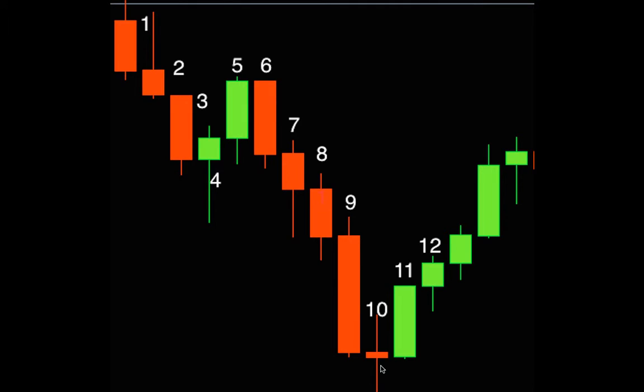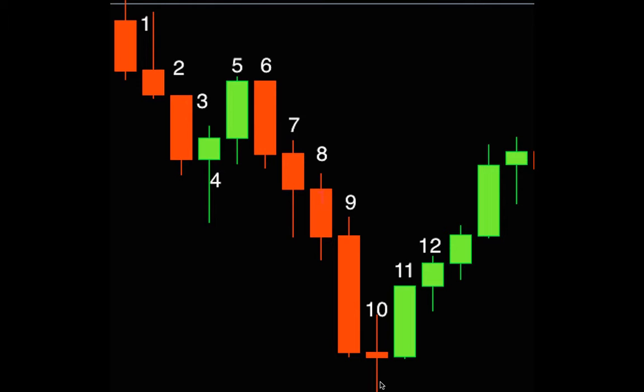Okay, so now we're on candle 10. Candle 10 is one of the most important candles, and we're going to talk about it in the next session, when we talk about individual candles. It's called a doji candle, and doji means indecision. So it's called an indecision candle.